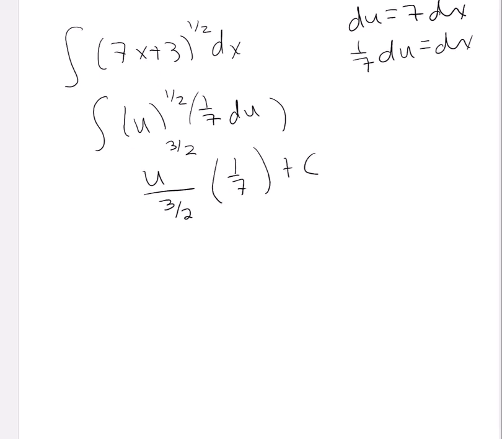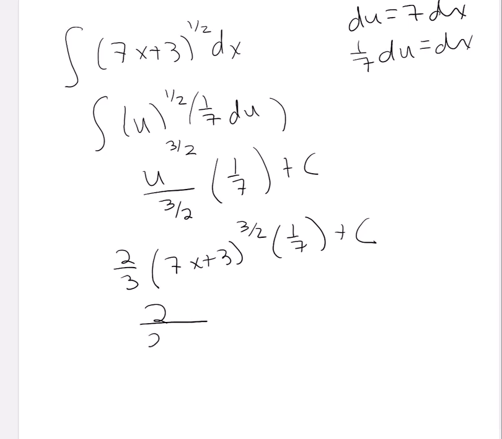So be careful with the fractions. Make sure you're paying attention. When I divide by a fraction, I multiply by the reciprocal, so there's a 2/3. U was 7x plus 3. It's to the 3/2 power. I have 1/7 plus c. We can put the two fractions together. They're multiplying. So 2 times 1 is 2. 3 times 7 is 21. I have 7x plus 3 to the 3/2 plus c.